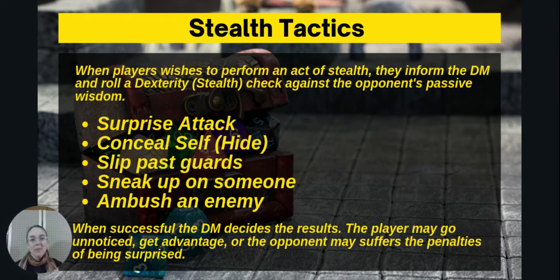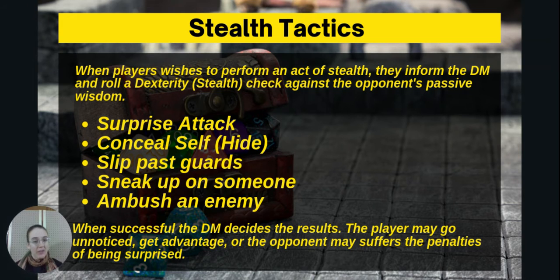Now let's talk about stealth and stealth tactics. When players wish to perform an action of stealth, they inform the Dungeon Master and then roll a dexterity stealth check against the opponent's passive wisdom. If they are successful, the Dungeon Master decides the results. The player may get advantage, or the opponent may suffer the penalties of being surprised.